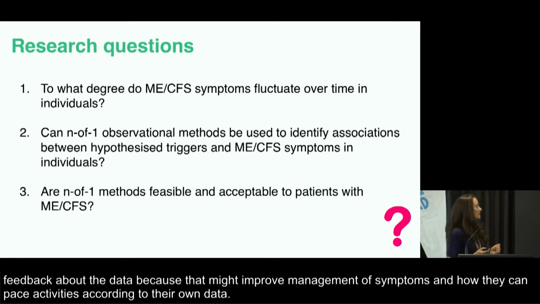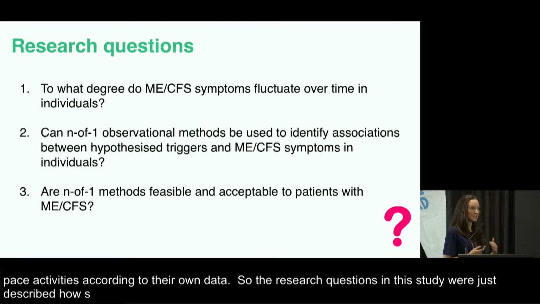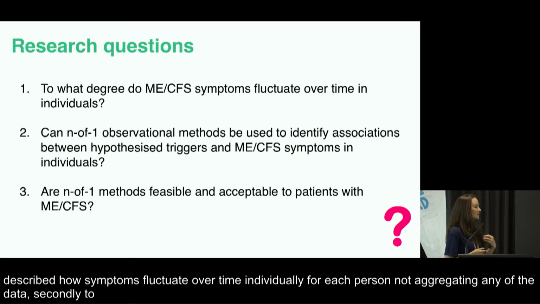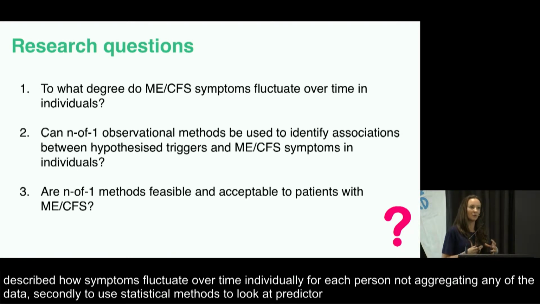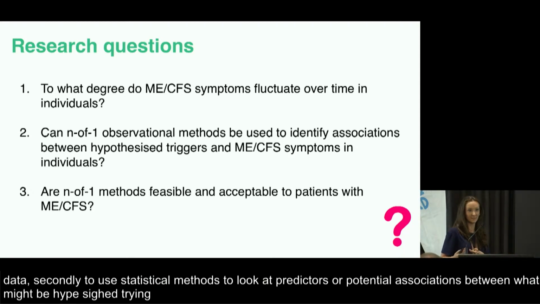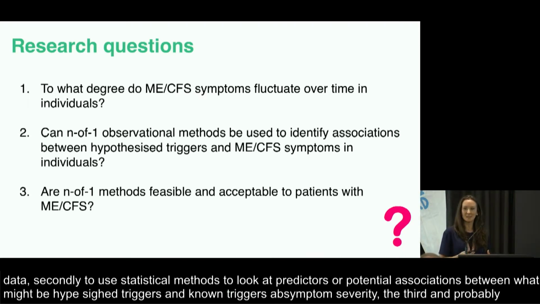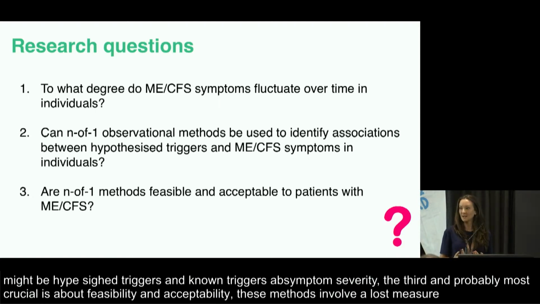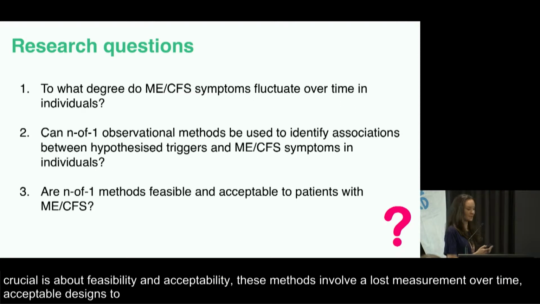So the research questions in this study were just to describe how symptoms fluctuate over time at the individual level, so for each person, not aggregating any of the data. Secondly, to use statistical methods to look at predictors or potential associations between what might be hypothesized triggers or known triggers, as well as ME symptom severity. The third, and probably the most crucial question we have, is about feasibility and acceptability. So these methods do involve a lot of measurements over time, so we do need to make sure that these are acceptable designs to patients, as well as feasible to conduct.